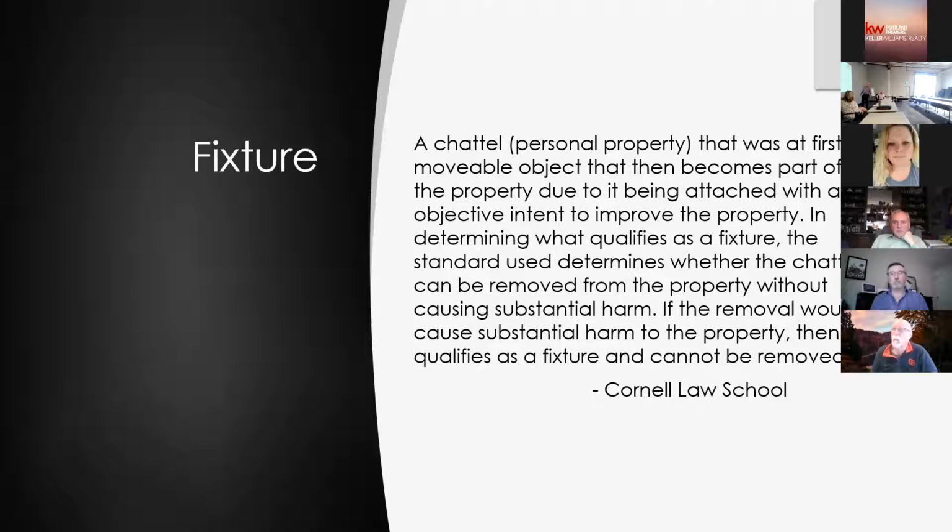So what's a fixture? Chattel, personal property, that was at first a movable object that then became part of the property due to it being attached with an objective intent to improve the property. In determining what qualifies as a fixture, the standard used determines whether the chattel can be removed from the property without causing substantial harm. If the removal would cause substantial harm to the property, then it qualifies as a fixture and cannot be removed. Cornell School of Law.